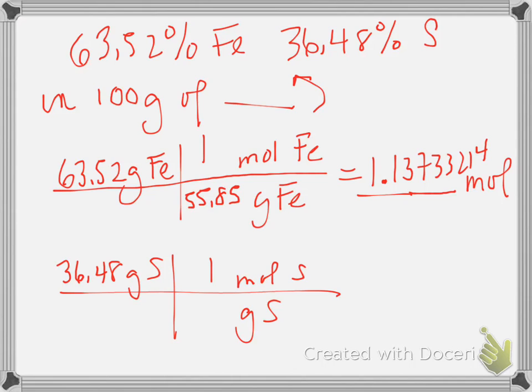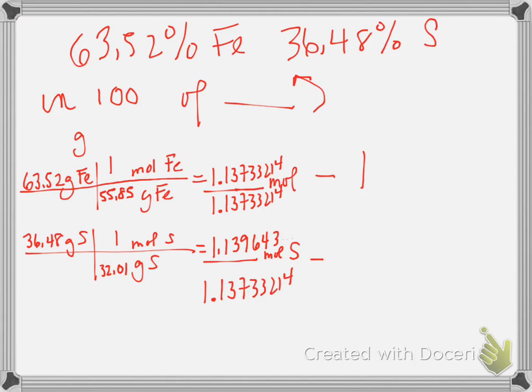32.01. So let's get a raw number for moles of sulfur. Okay, so we divided the number of moles of iron by the number of moles of iron, because that's our smallest number. We get a 1. If we divide the number of moles of sulfur by the same number, what do we get? It's going to be 1.0 something, right? Who's got a number so far? Well, that's pretty darn close to a whole number 1, isn't it?